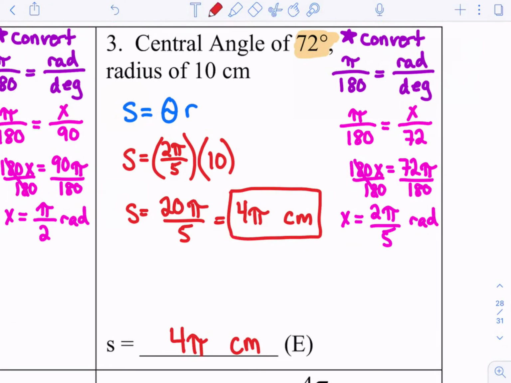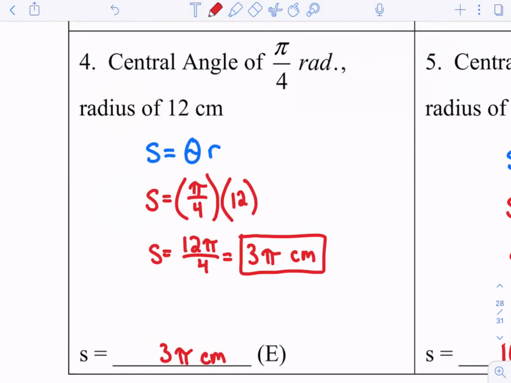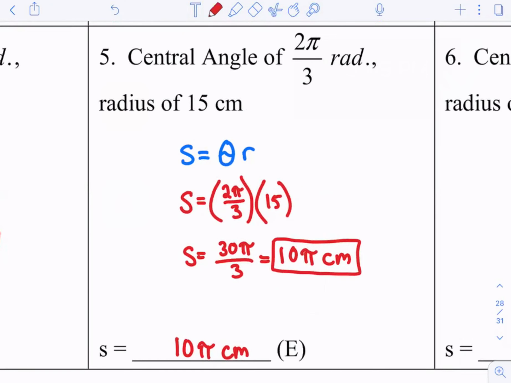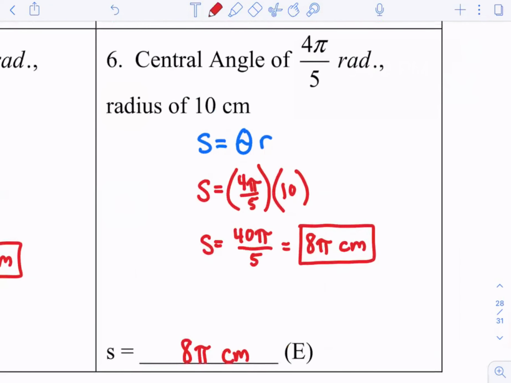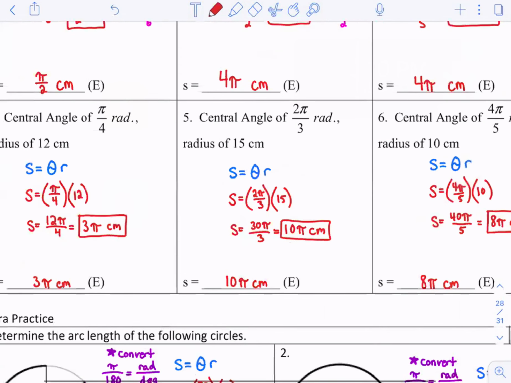Pause as needed. Notice how our fractions are getting reduced, leaving them as exact answers. The bottom three were nice because none of them needed to be converted. We were given the radians and we could just immediately soar.